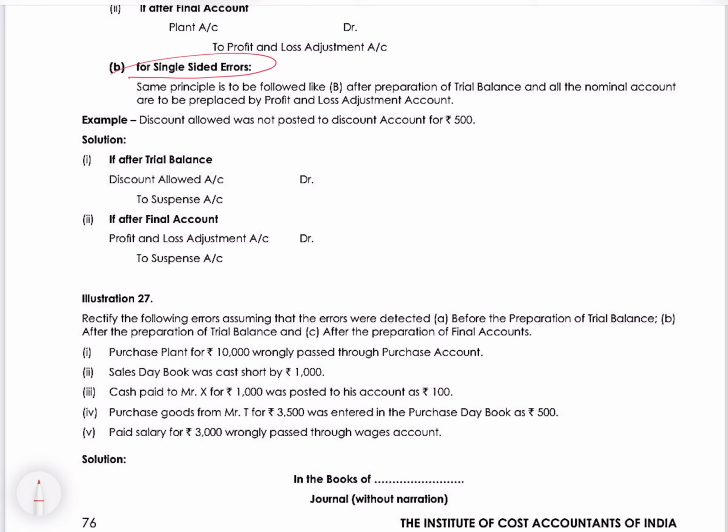But if it is after preparation of financial statements, then all the nominal accounts impact will be given through P&L adjustment account.